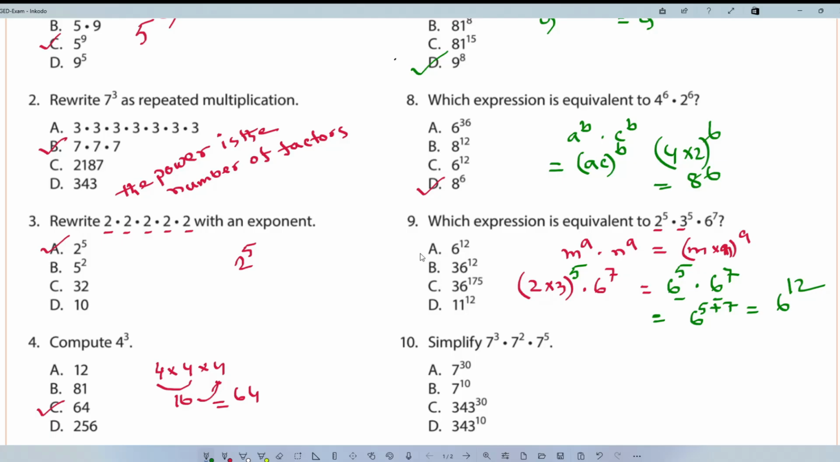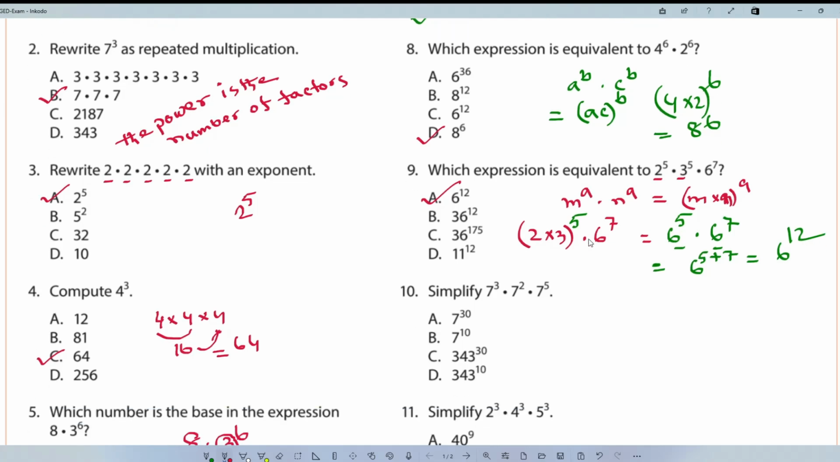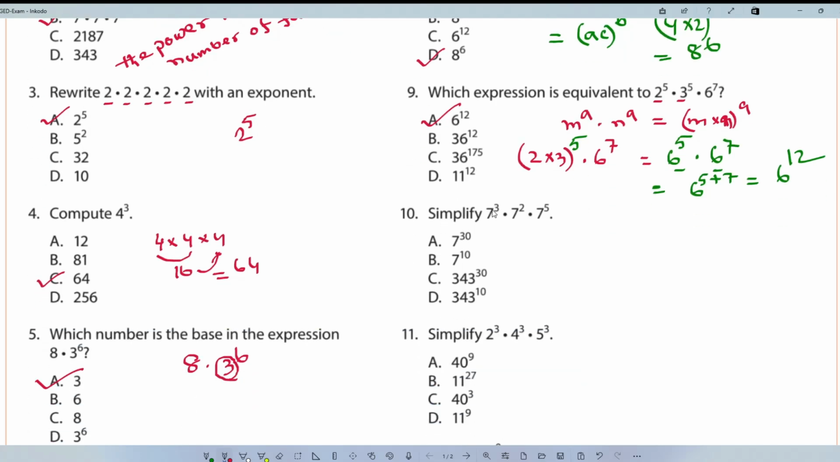So our answer is number A, 6 to the power 12. Okay, simplify. Here is 7 to the power 3, 7 to the power 2, 7 to the power 5. Same thing, once the bases are the same, for multiplication the powers will be added. So 3 plus 2 plus 5, it means 7 to the power 10. Answer is number B.